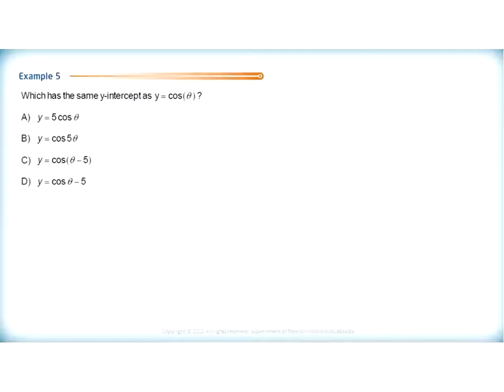In the next example, which has the same y-intercept as y equals the cosine of theta? The y-intercept for the cosine of theta passes through 0 and 1. If we look at multiple choice part A, you can use a mapping rule to determine the answer. You could take x, y from your base graph, and in this case it's theta, and it would get mapped onto theta and 5y. So that means that the point 0, 1 will get mapped onto the point 0, 5. So A is not the correct answer.